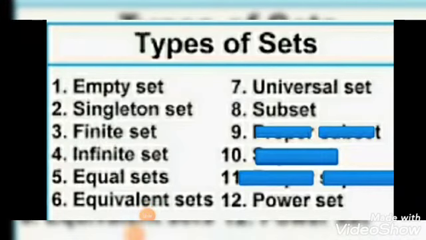These are the types of sets. First, empty set, singleton set, finite set, infinite set, equal sets, equivalent sets, universal set, subset, power set, and there are some other types: disjoint set, intersection of sets, cardinal number of sets. First we discuss empty sets.